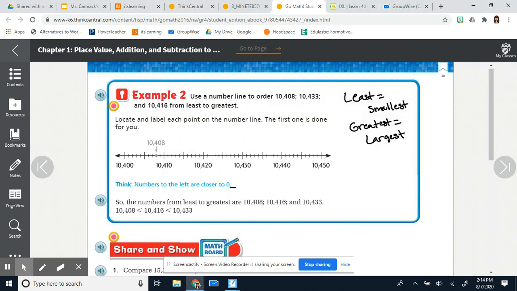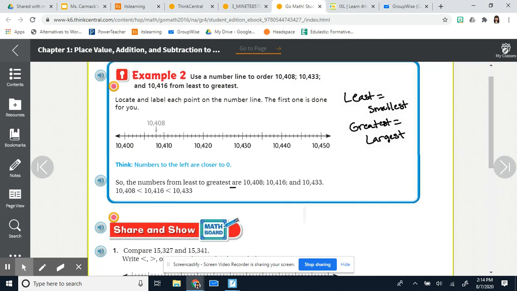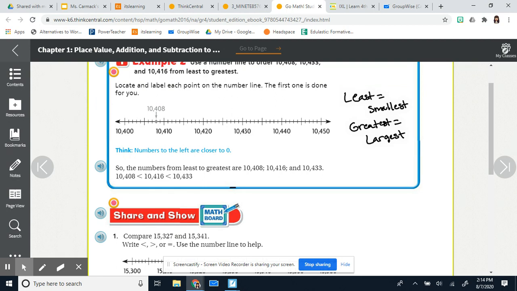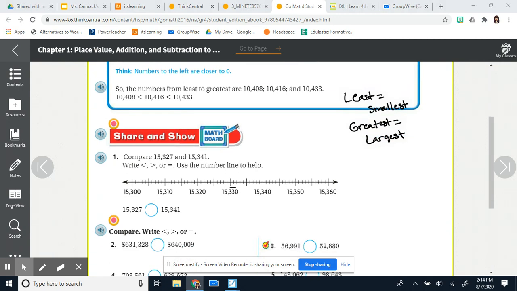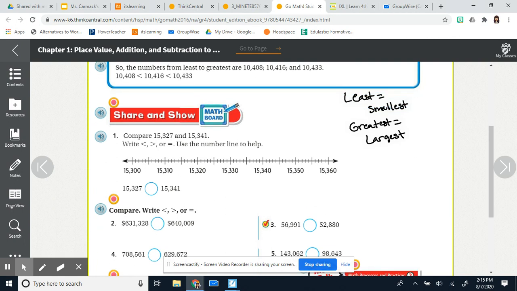Then I erase all this, and I'm going to scroll down. We're still on the same page, which is 18. Okay. So we're going to now compare 15,327. We're on share and show number 1, and 15,341. Okay. So remember what these signs are?